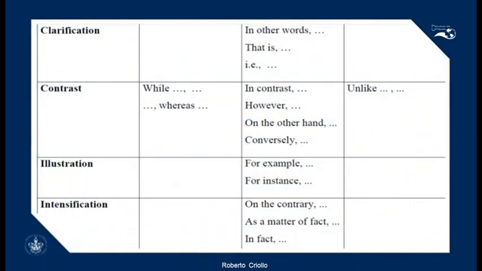Now, in the category of clarification, we can use connectors such as in other words, or that is, or i.e., and we can express contrast by using while or whereas, and sentence connectors such as in contrast, however, on the other hand, conversely, and we can use phrase linkers such as unlike. To express illustration, we can use for example or for instance, and finally for intensification, we can use on the contrary, as a matter of fact, or in fact.